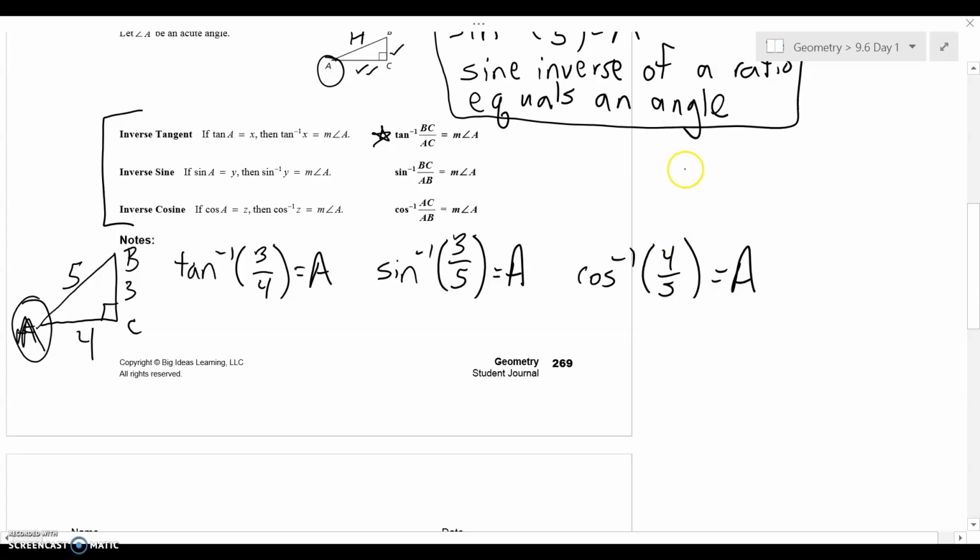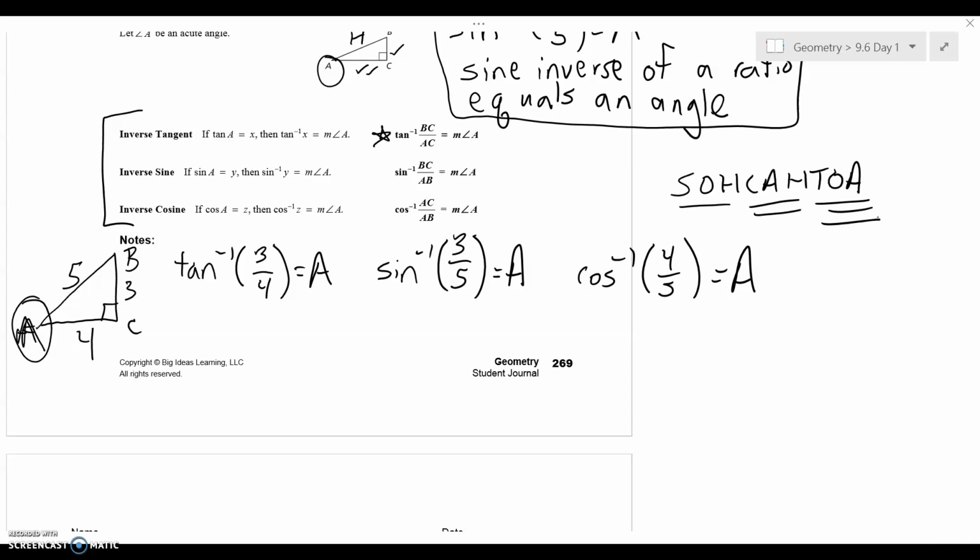So just as a reminder, I'll write that here. SOHCAHTOA. Once you have that acronym down that we've talked about, you have sine, cosine, and tangent. That helps you remember opposite and hypotenuse, adjacent and hypotenuse, opposite and adjacent. You're just undoing or reversing that process.